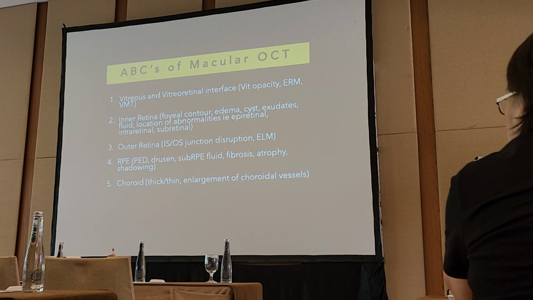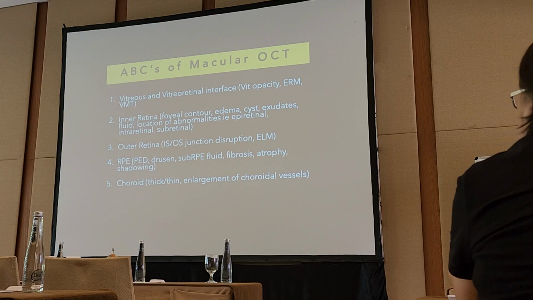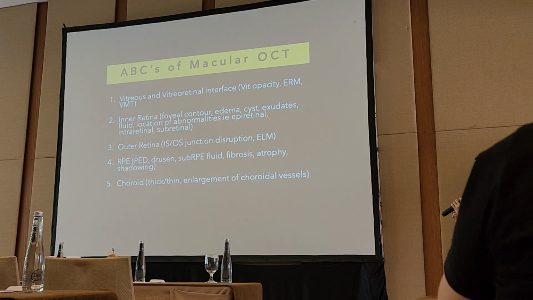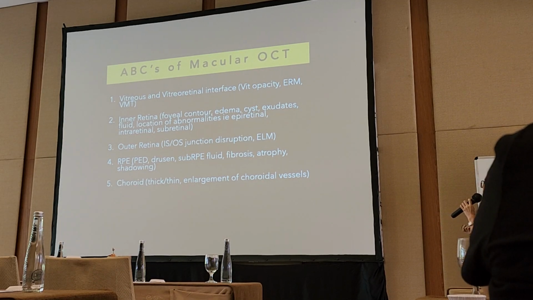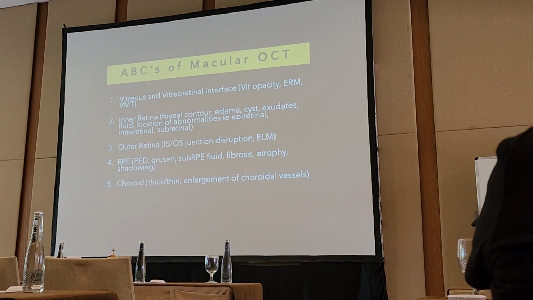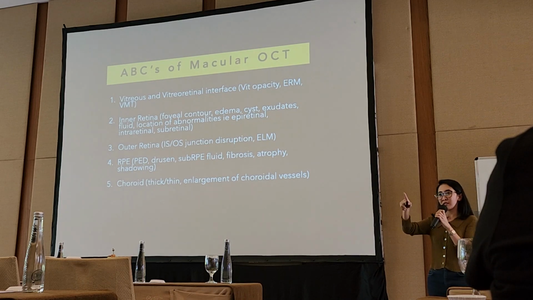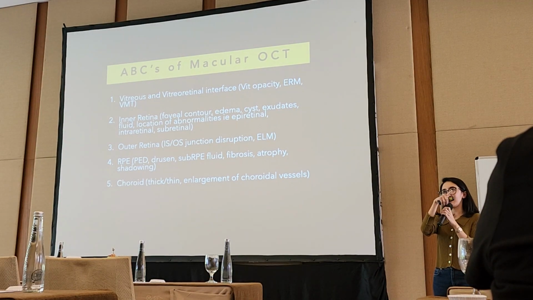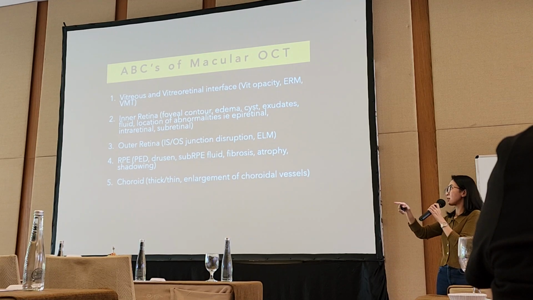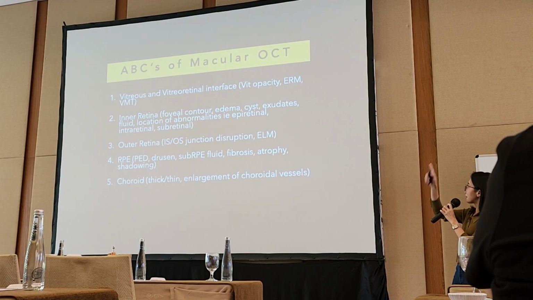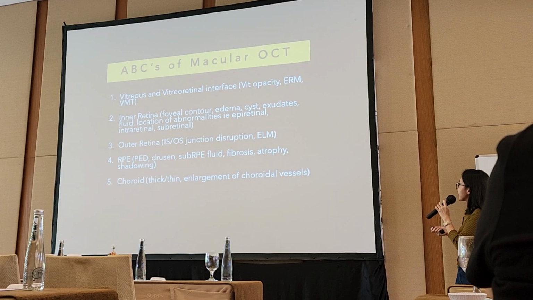So, ABCs of macular OCT. The first one, we need to see the vitreous and vitreoretinal interface, whether there's vitreous opacity, epiretinal membrane, or vitreomacular traction, for example, where you can see that the foveal depression is gone, whether it becomes like a straight line over here, or maybe it goes up when the VMT is happening.